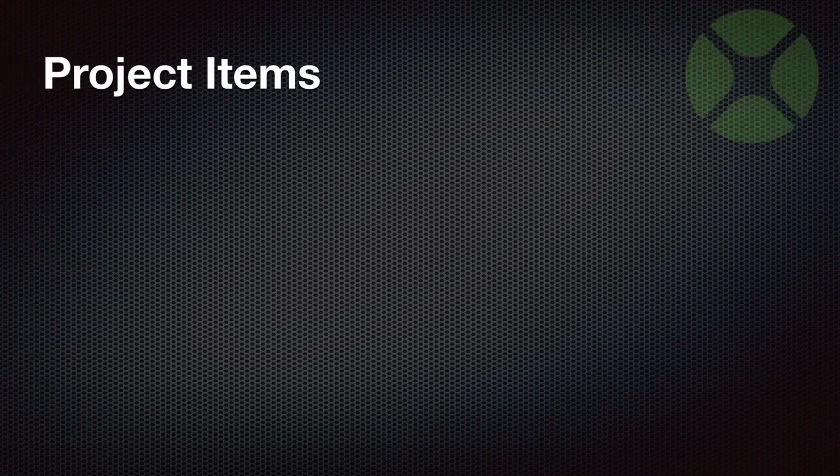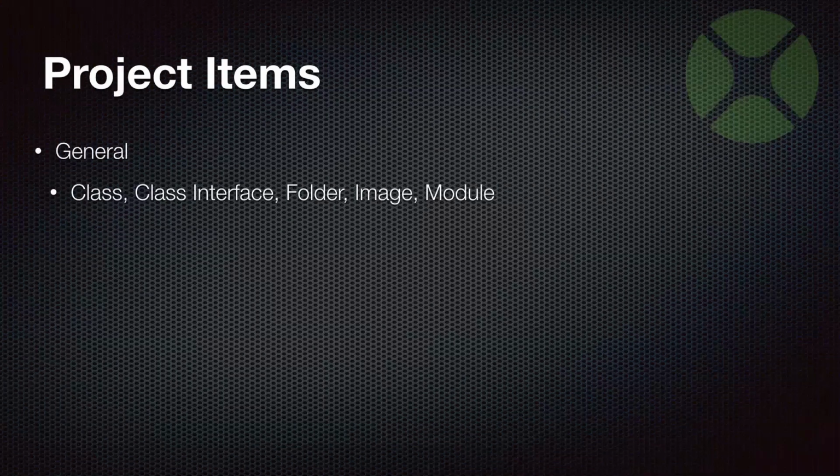So on the Xojo side, let's talk a bit about project items. There are several general project items that are available in all Xojo project types. And these are class, interface, folder, image, and module. These are what you would use to generally organize your project and design it. Obviously, you use classes for a large chunk of your code, along with interfaces. And folders are used to organize things, as modules can also be, in addition to modules containing code.